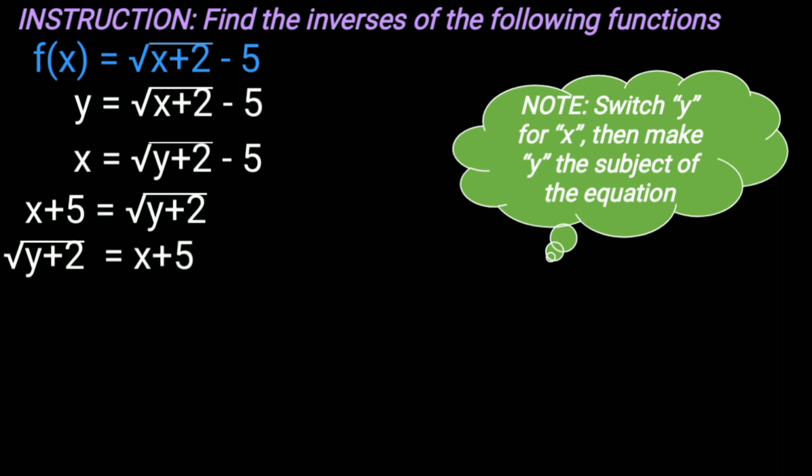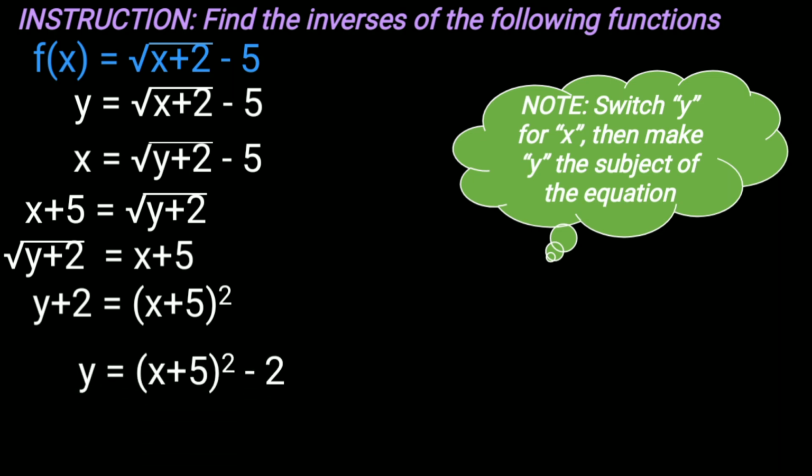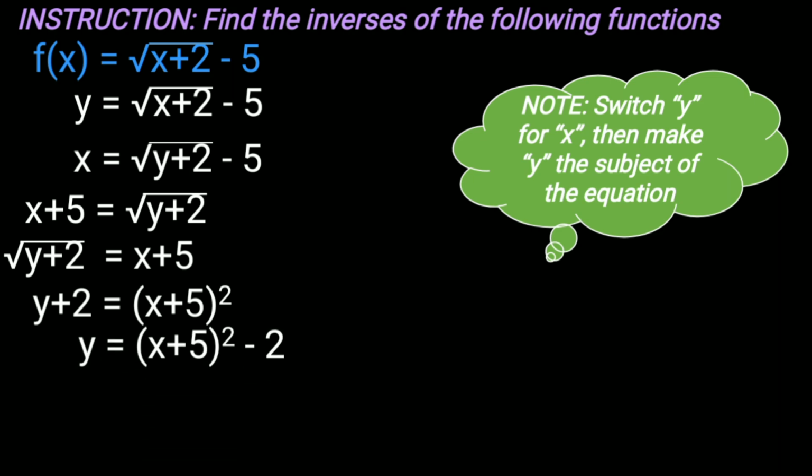When the square root moves to the other side of the equality sign, it becomes the square of any terms you may have on the other side. So in this case, we have y plus 2 equal to (x plus 5) squared. And then we can just move 2 to the other side of the equality sign. That becomes y equal to (x plus 5) squared minus 2.